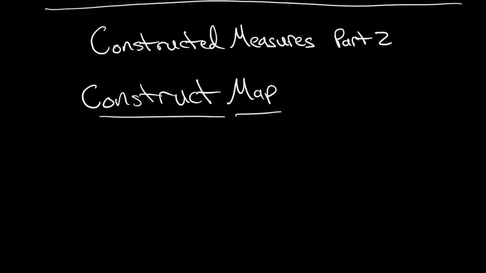So in this part of my series on constructing measures, I'm going to be introducing one of the next steps, or building blocks, for helping us develop and construct measurement tools. The idea is to work with something called a construct map. And a construct map is really a powerful way of defining, you probably can guess it, constructs.